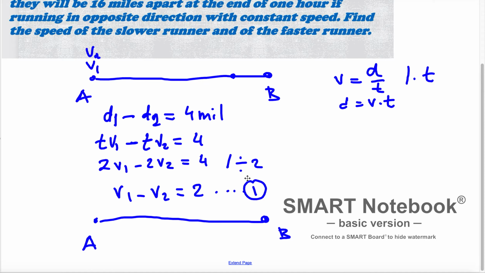Now let me say here V2 and here V1. V1 starts in this direction, and let's say as a vector this is a positive value because it goes in the direction of the destination. But the other runner, V2, is still going in the opposite direction, in this direction here. Because he is not going in the direction of the destination, let me write V2 with a negative sign.